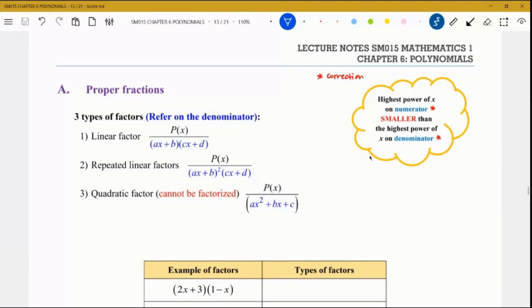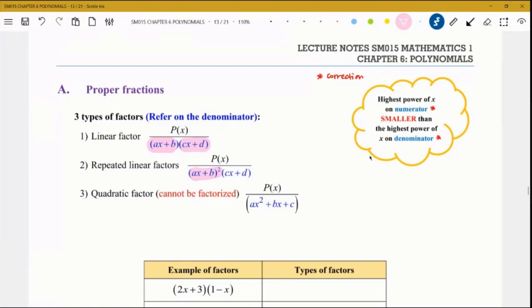Okay, untuk linear factors di mana di bahagian bawah ini semua linear. Linear yang berbeza. Okay, dia tak boleh sama, dia mesti berbeza. Baru kita consider dia adalah linear factors. Untuk repeated linear, kita akan jumpa square dekat dua ini. So ini adalah repeated. Bermaksud satu linear factor berulang. So we have it square. So that's why we call it as repeated linear.